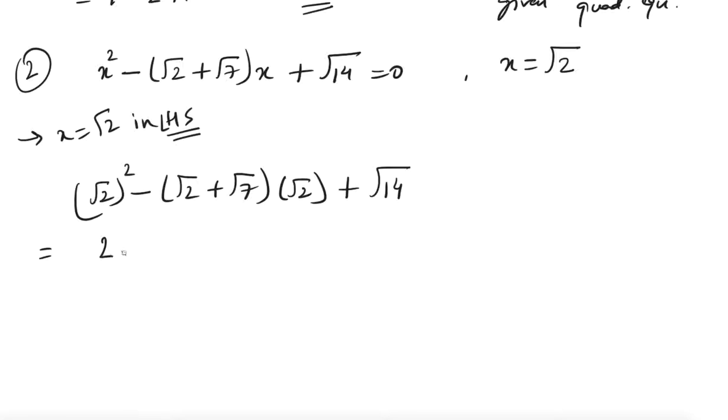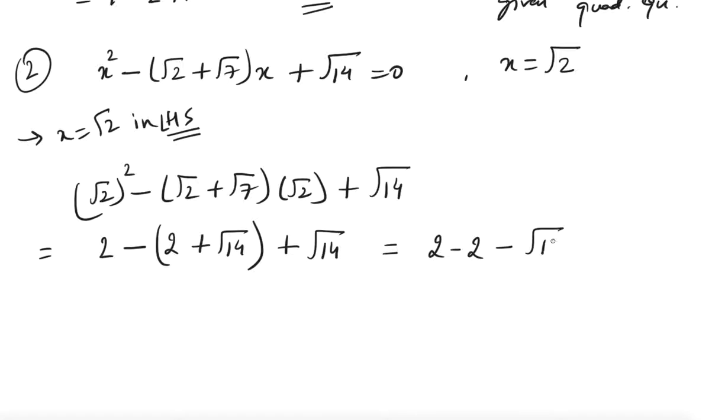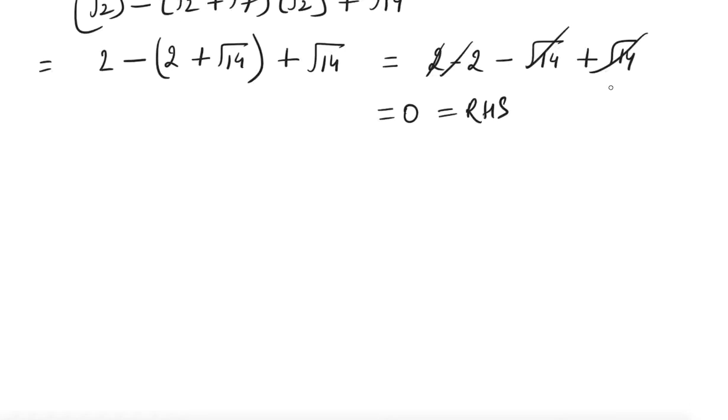Root 2 whole square is 2, minus root 2 into root 2 is 2, and root 2 into root 7 is root 14, plus root 14. So this is equal to 2 minus 2 minus root 14 plus root 14. This and this cancelled, this and this cancelled, finally equal to 0, which is our RHS. Hence, x equals root 2 is the solution of the given quadratic equation. Okay, now try this question.